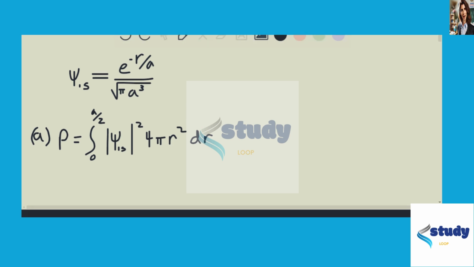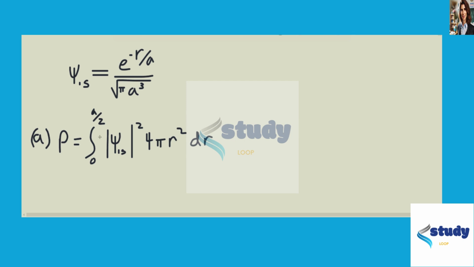For A, the probability of finding the atom between 0 and a over 2, that is, less than a over 2, is equal to the integral from 0 to a over 2 of the wave function 1s squared, which I wrote above. R here is the distance away from the center, a is the Bohr radius, times 4 pi r squared. We're dealing with a sphere, integrated over dr.